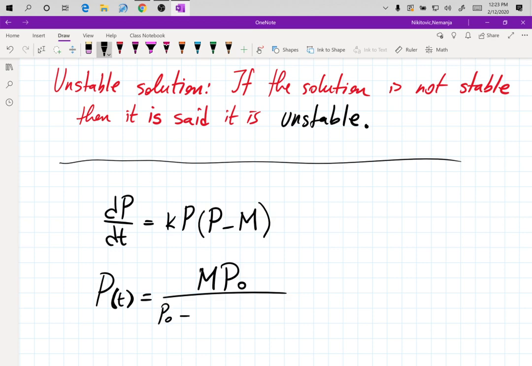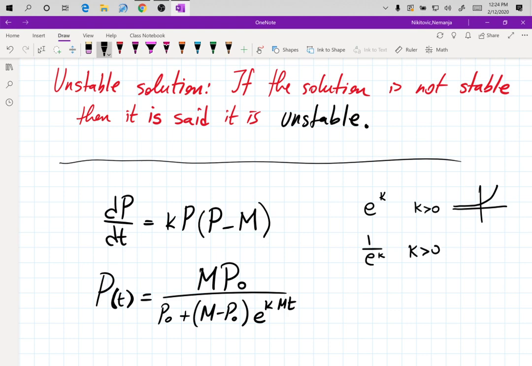Then we have P0 plus (M minus P0) e to the positive kMt. So what we talked about before, and I think I drew these graphs, is that e to the k, where k is bigger than 0, gives you growth. 1 over e to the positive k, where k is bigger than 0, but with k below, gives you decay.